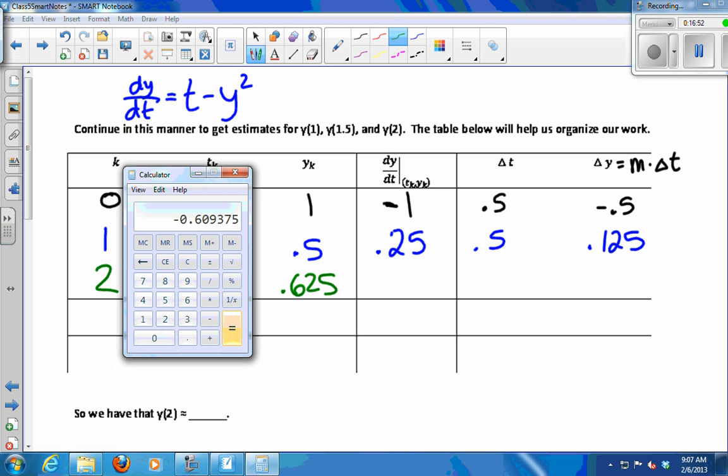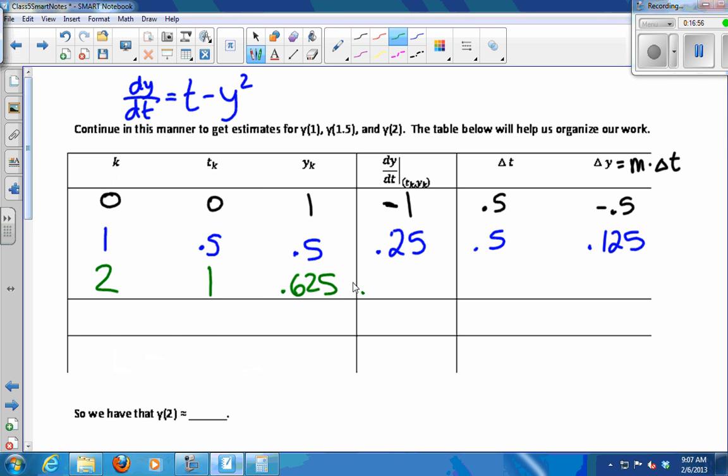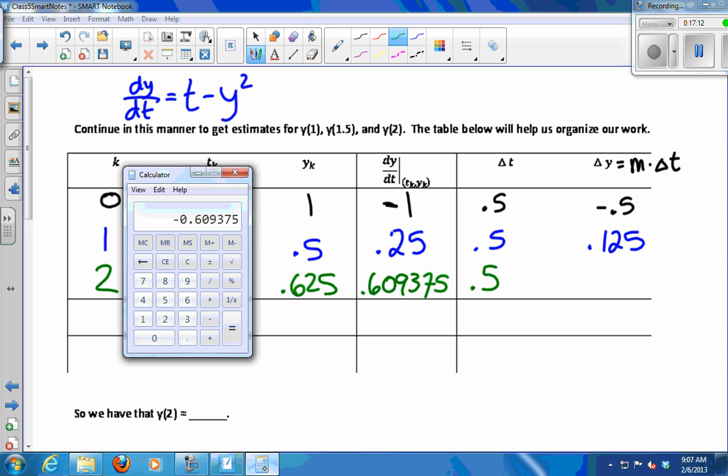0.609375. Did I do that right? 0.609375. So here's my new slope. My delta t is always going to be 0.5, or whatever is given to you in the problem, or whatever you decide it should be. Delta y is slope times delta t. So we do this times 0.5, 0.3046875.